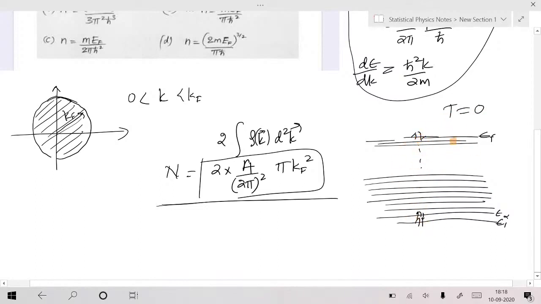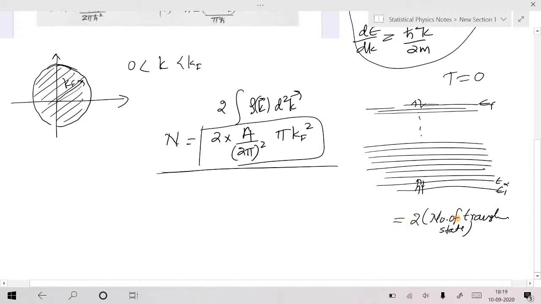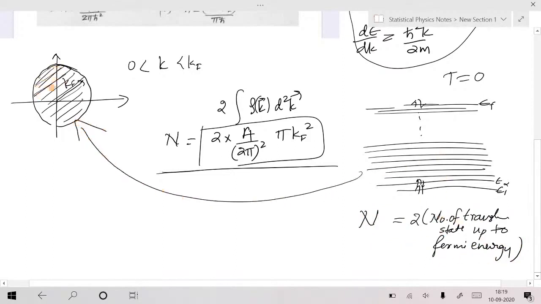That's why counting the number of states, how do you count? You should count the number of translation states, then you have to double, because he said it is electron. So 2 into the number of translation states up to Fermi energy is equal to the total number of particles in case of spin half fermion. Now this total number of translation states up to Fermi energy is equivalent to this region in the k space. Are you getting my point? Somebody quickly reply.